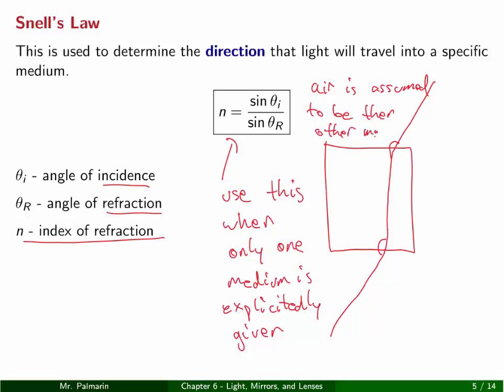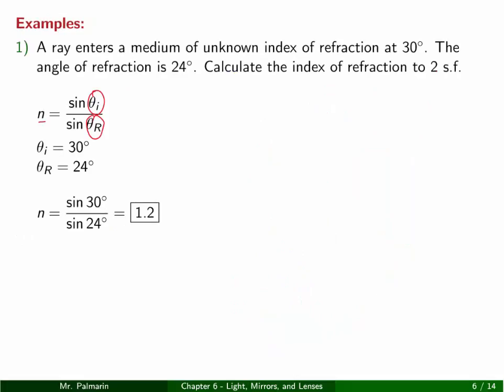Now, what does this all mean? Well, air's index of refraction is actually 1, which means it would make no difference to any calculation. So here it says a ray enters a medium of unknown index of refraction. Well, it enters it from air. Okay, so who cares? n is 1 for that, so it doesn't make a difference.